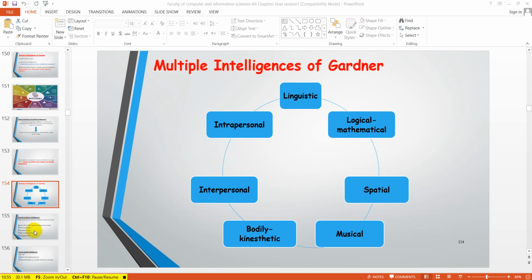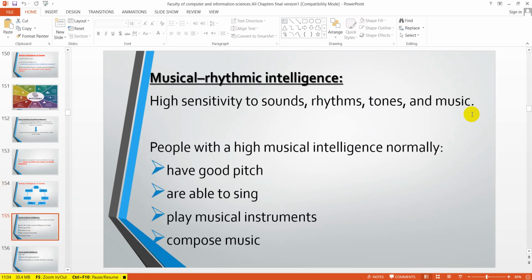Now we have to move on to the first one of these seven categories, which is musical rhythmic intelligence. It is the first type, and we can say if you have musical intelligence, you will be able to pick up a new instrument with ease. And also people who are characterized by musical intelligence will be able to write and arrange their own music.